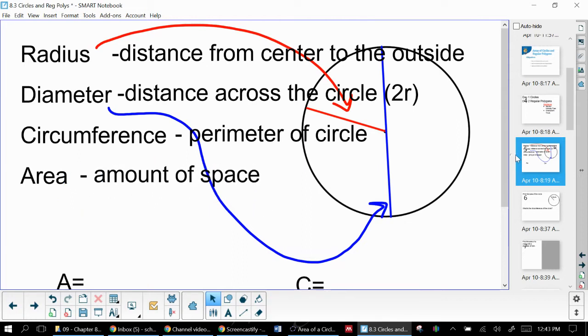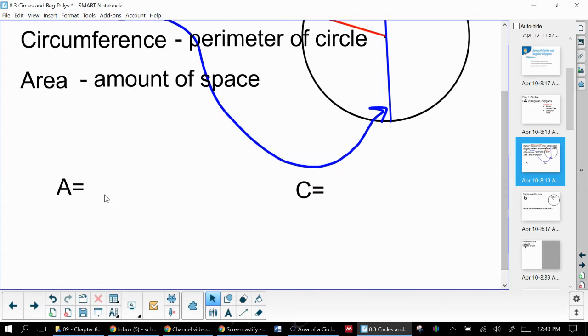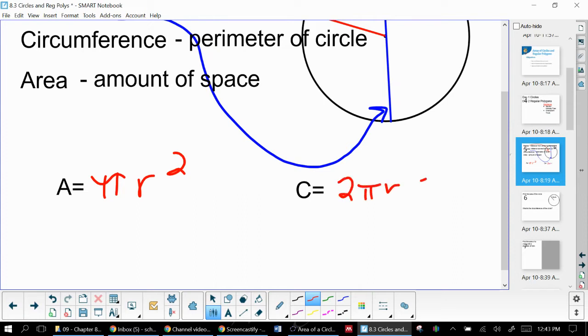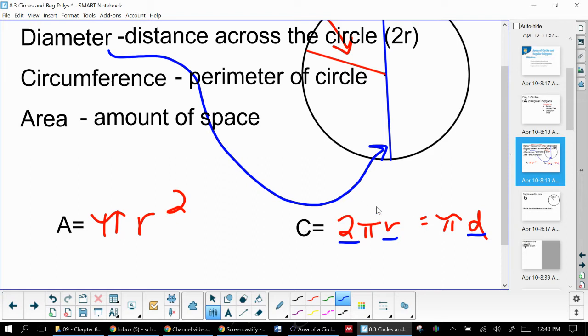Now, for circles, you've probably seen these formulas before. The area formula for a circle is pi r squared, where pi is that 3.14 number. And then the circumference, or another name for the perimeter, we've seen two different ways. It's either going to be 2 pi r or pi times d. And the reason we can write either one here is just because if I take 2 times r, that's the same as d.